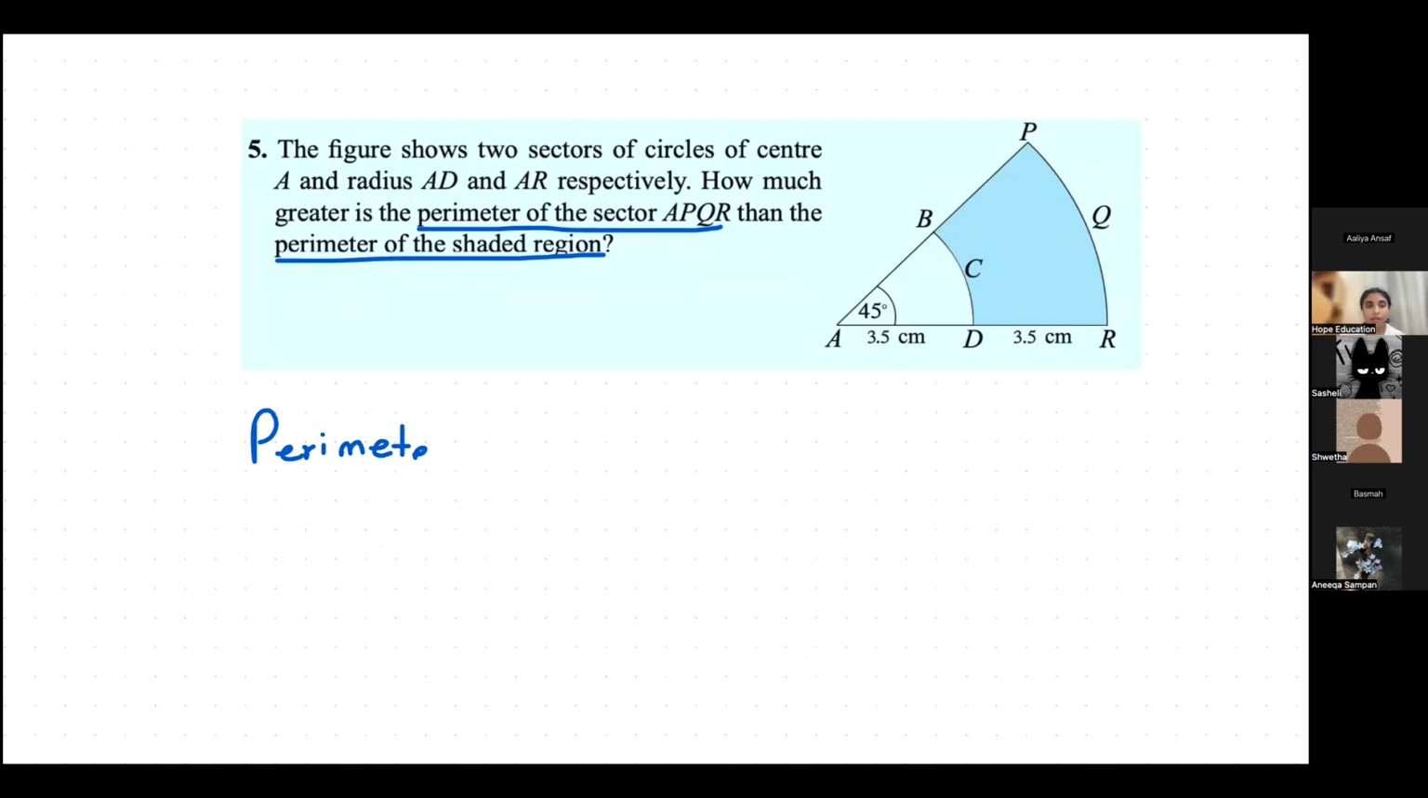I will put it as a topic. Then it is easy for us. We have two things to find, right? So, APQR. What is this APQR? APQR. That means this big sector, and we have to find the perimeter.